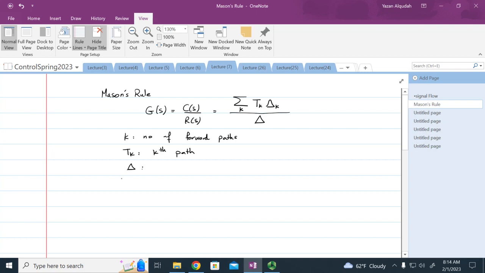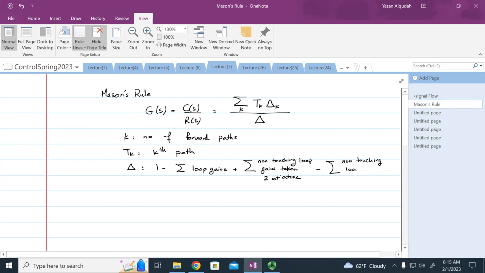And delta is equal to 1 minus the summation of loop gains, plus the summation of non-touching loop gains taken 2 at a time, minus the summation of non-touching loop gains taken 3 at a time, and then plus non-touching loop gains taken 4 at a time, plus and minus, until you consider all the cases.